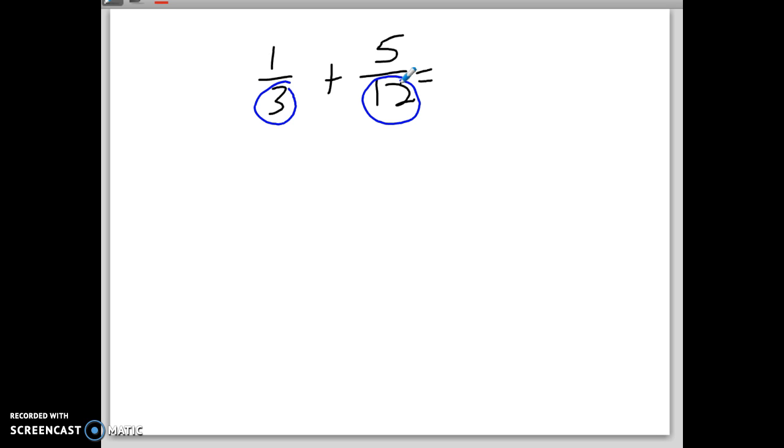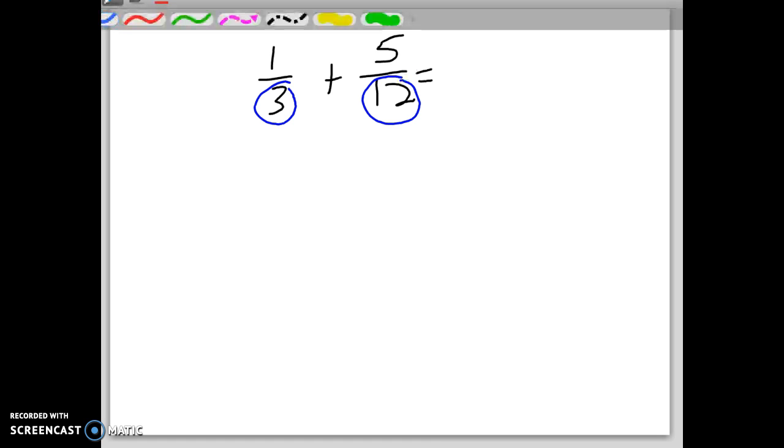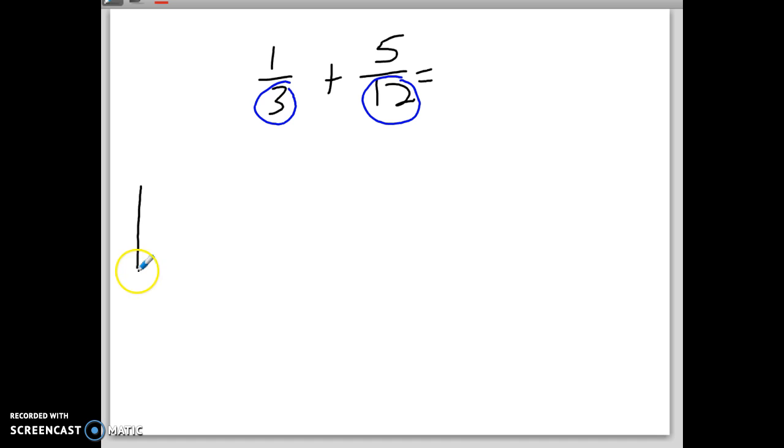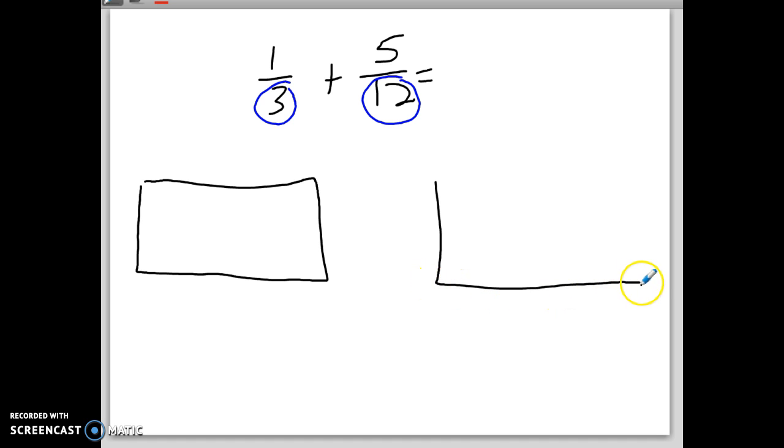Now, hopefully they know their multiplication facts and factors so that they can do this easily. So knowing through this that 3 can go into 12 and 12 can go into 12. So this strategy is called the candy bar strategy. Since we have two fractions, a third and 5/12, I'm going to draw a candy bar for the third. I'm going to draw another candy bar representing our twelfths.